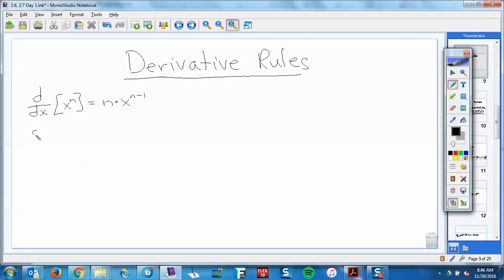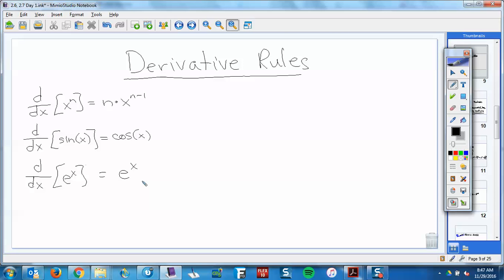Okay? And of course, we've talked about sine x is cosine x. And we've talked about e to the x is what? Just e to the x, right? So those are probably our most famous rules that we have at this point, right?